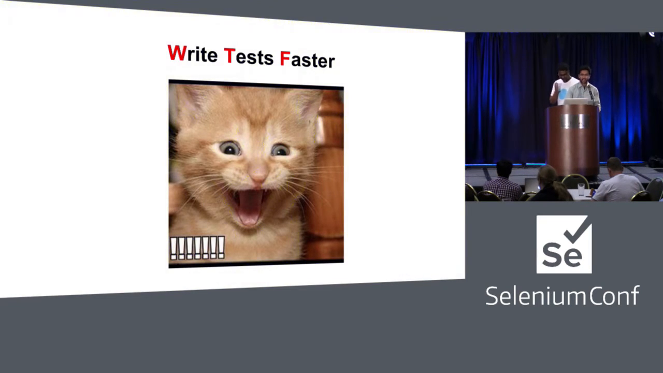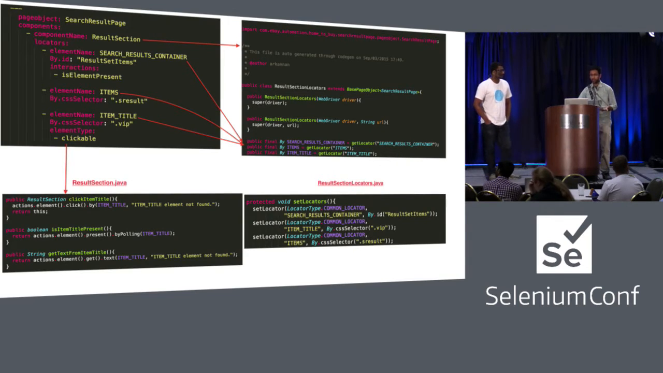Also, we had a specific need. That need was to write tests faster. In order to address that, what we built was a utility called a code generator that would take a YAML file as an input and convert that to Java code.